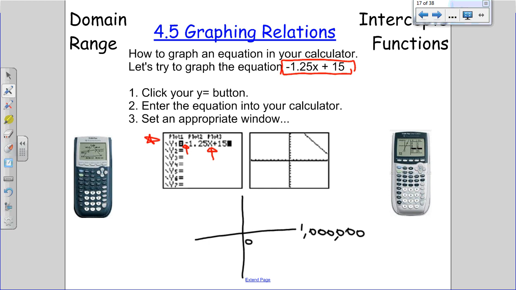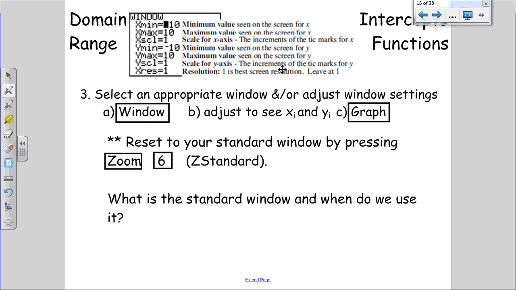To do that, click the window button beside the y equals button. When you click the window button, it should bring you to a list that looks like this. Each one of those things means something different. It explains it right here on your notes what each thing means. The ones that we really pay attention to are X min, X max, Y min, Y max. The others, I just leave them the way they are, at that standard setting. It's 1, 1, and 1.